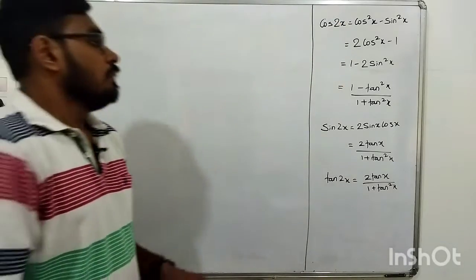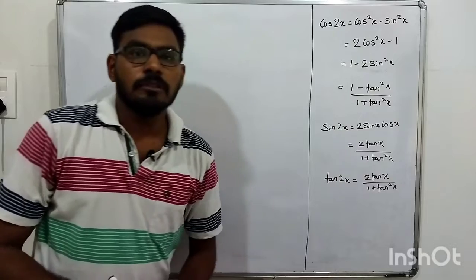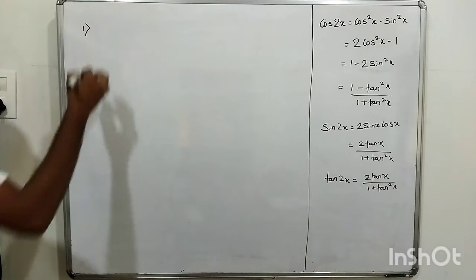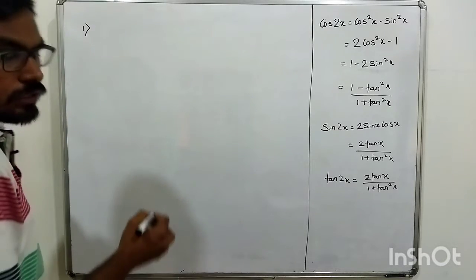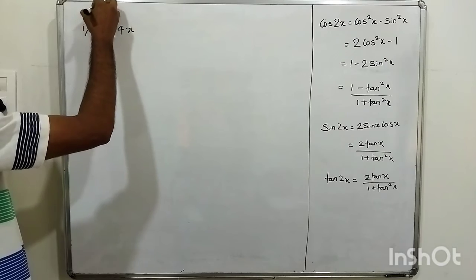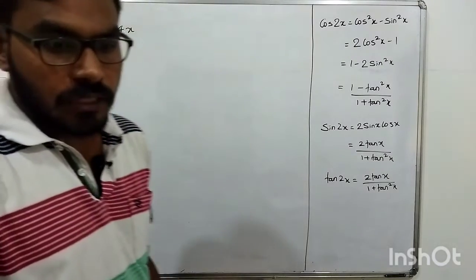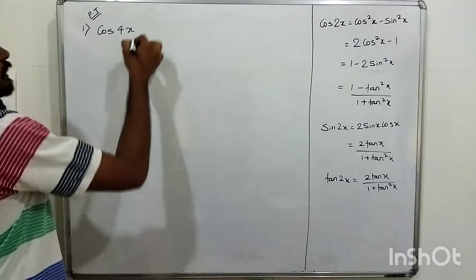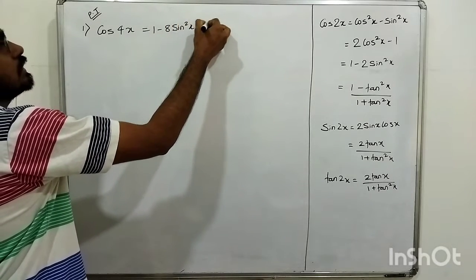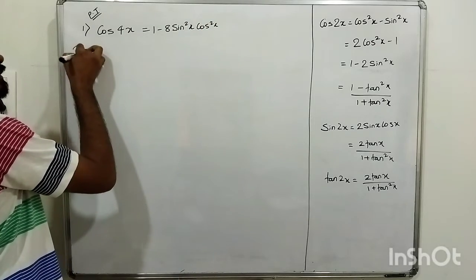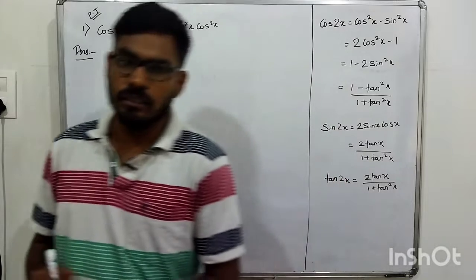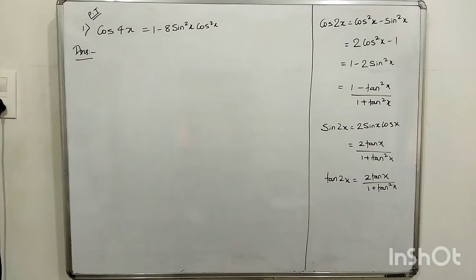Now we'll do 2-3 problems based on this. First one: prove that cos 4x is equal to 1 minus 8 sin square x cos square x. Let's see how to prove this.